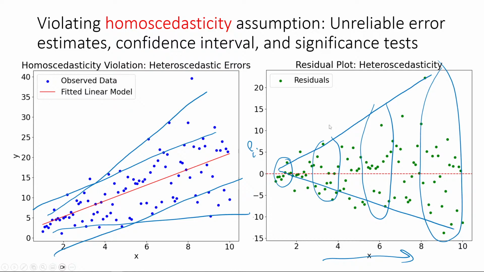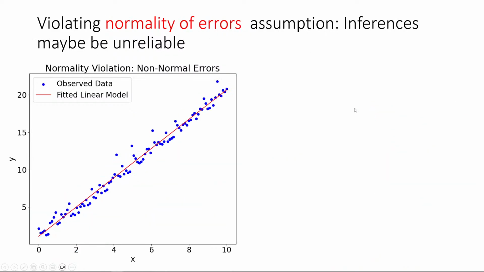If it's not accounted for, there are ways in your error model where you can handle this. I'm not covering this; I will show you a reference at the end if you want to look at these details. Now, finally, the normality of the error.